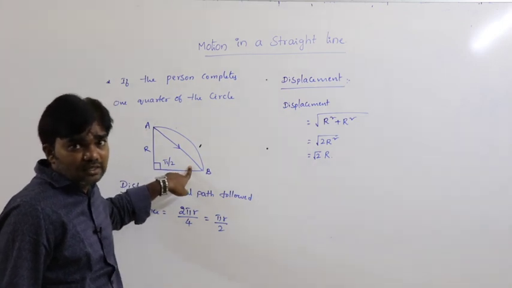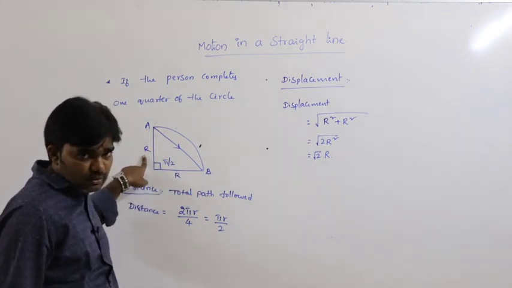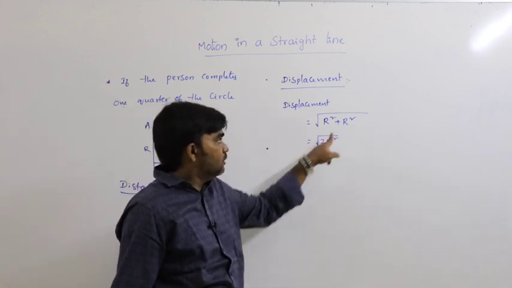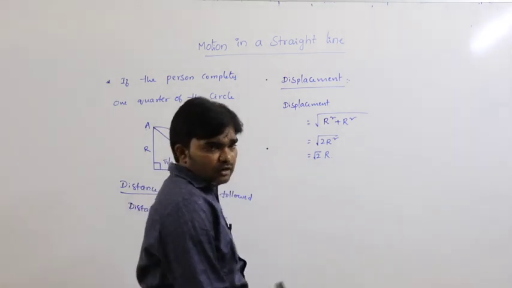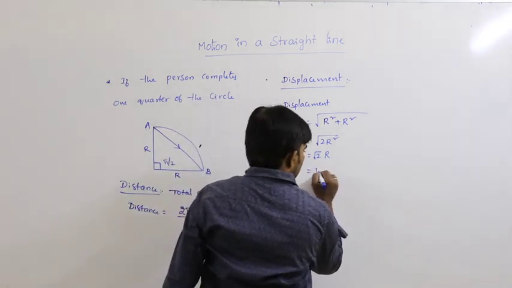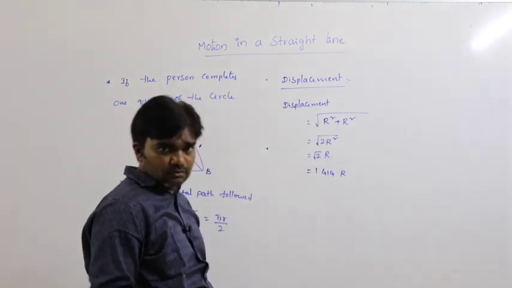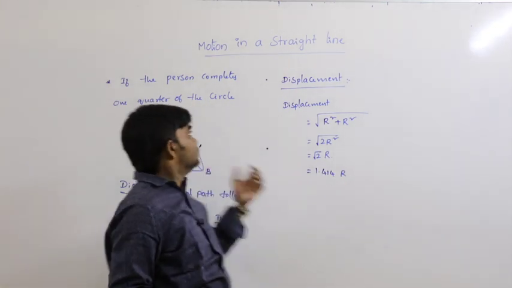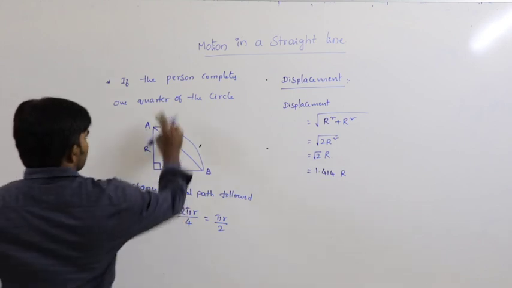According to Pythagoras theorem, hypotenuse is equal to under root of opposite side square plus adjacent side square, under root of r square plus r square, that is 2r square, that is equal to root 2 r. The value of root 2 is 1.414. If you want to simplify one more, that is 1.414 r. So this is the distance and the displacement. Next.